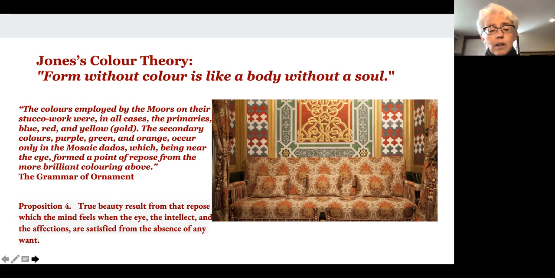True beauty results from that repose which the mind feels when the eye, the intellect, and the affections are satisfied from any absence of want. I think this is not only true in the Turkish smoking room, but throughout Victoria Mansion. Herter's integrated design, informed by these historical treatises, really did feed the heart, the soul, the intellect. And I think the Turkish smoking room is like a little jewel box example of that.